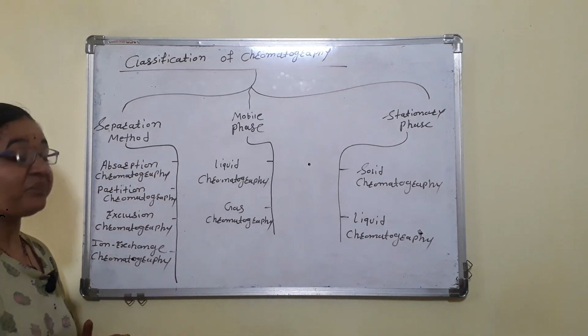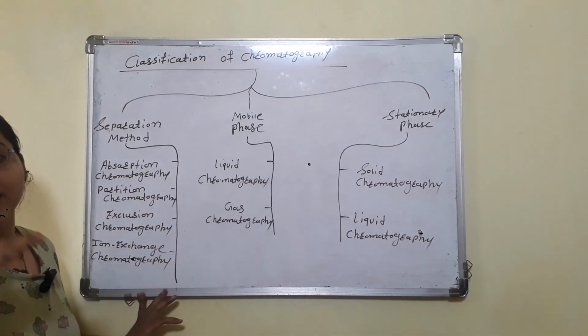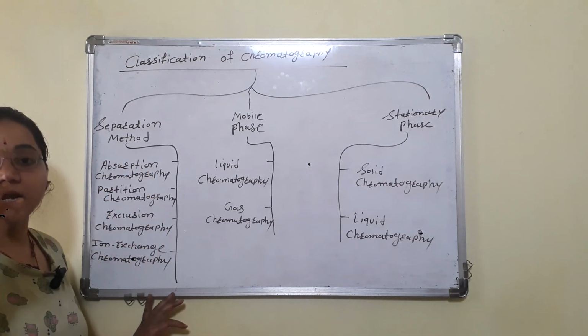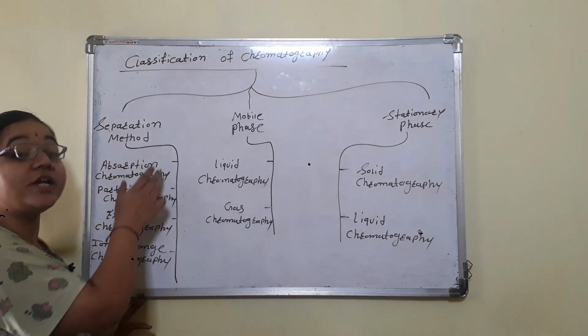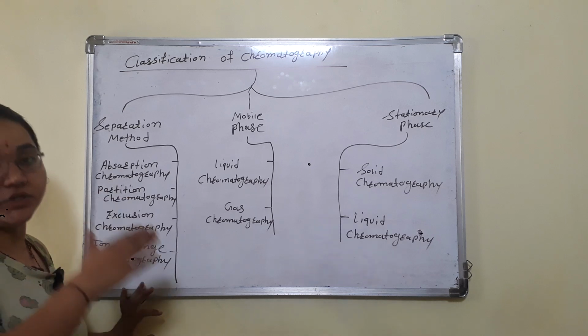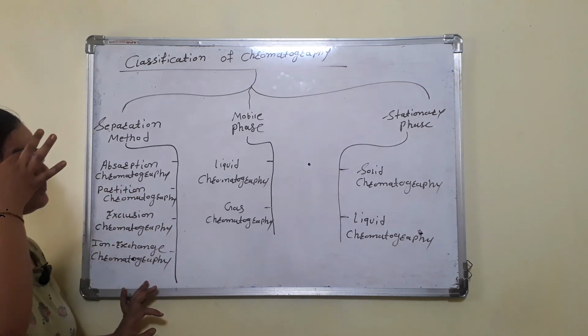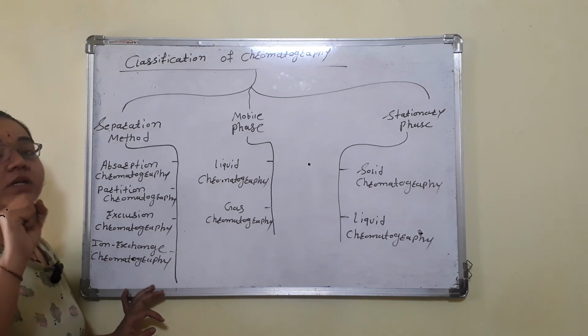In adsorption chromatography, we use a solid material such as alumina, silica gel, or charcoal as a stationary phase to separate the components in a mixture solution. On its surface, the different components we want to separate are adsorbed differently.